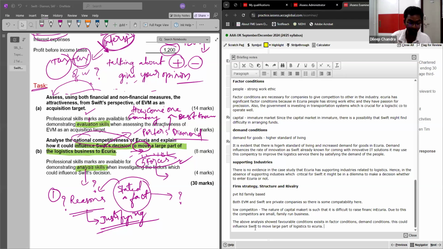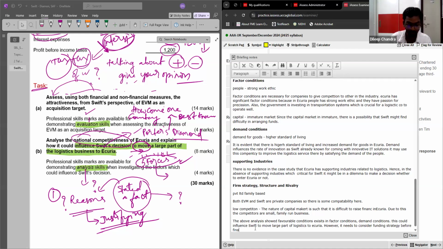But at the same time, I'm saying that, however, it needs to consider, as banks might not be able, it needs to consider funding strategy. It needs to think about funding strategy before finalizing on the decision to move.